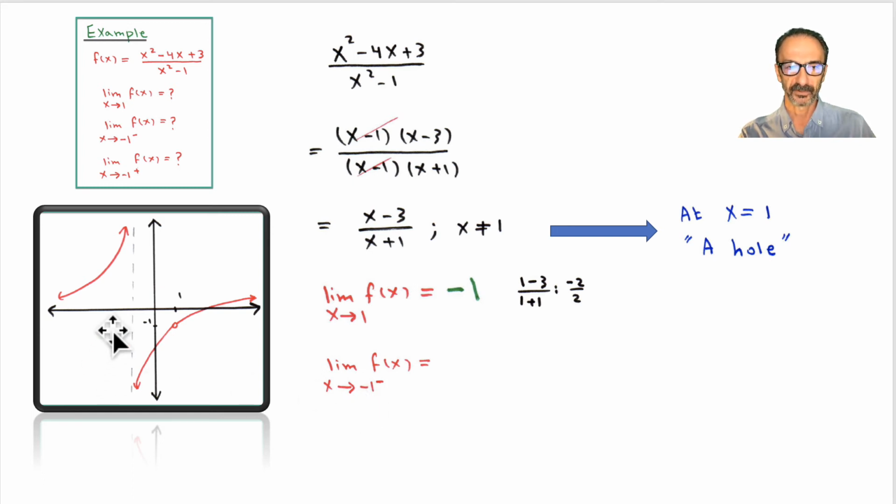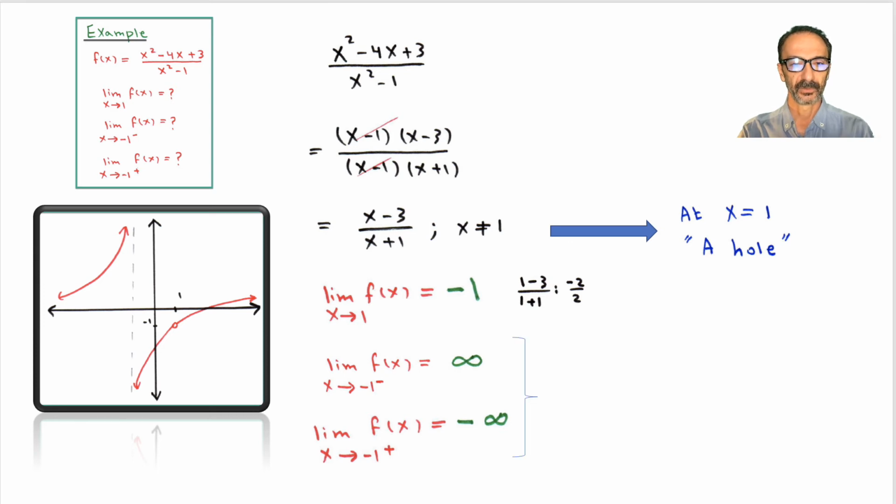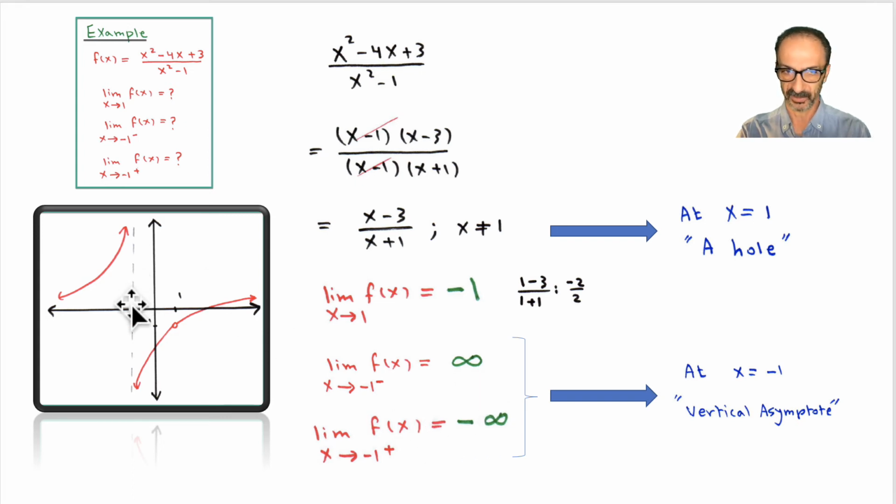Approaching negative 1 from the left, right here, from the left, we have infinity. Approaching negative 1 from the right, so we're gonna get down here, that's gonna be negative infinity. That says that the limit, or at x equals negative 1, we are approaching infinity and negative infinity. It doesn't have to be the same up or down. They could be of this nature. We have a vertical asymptote.